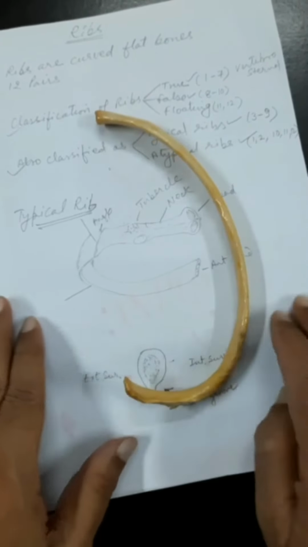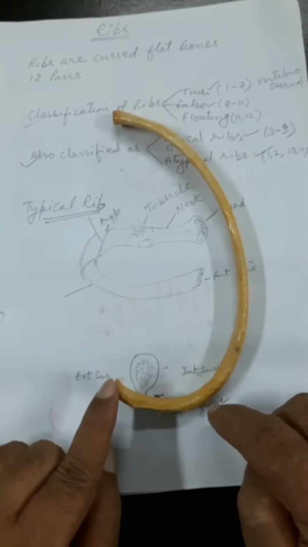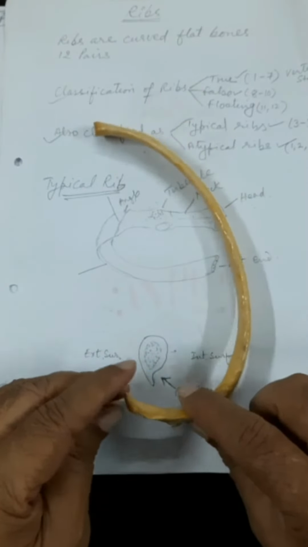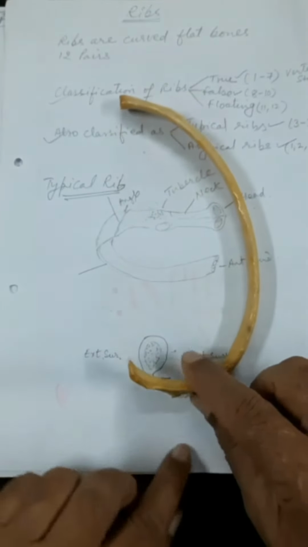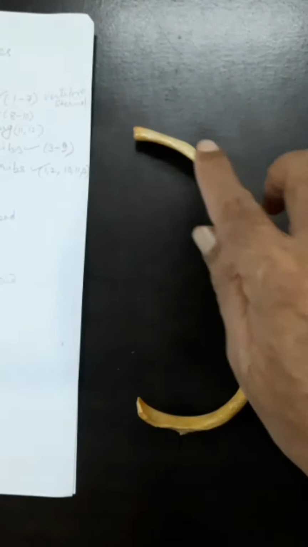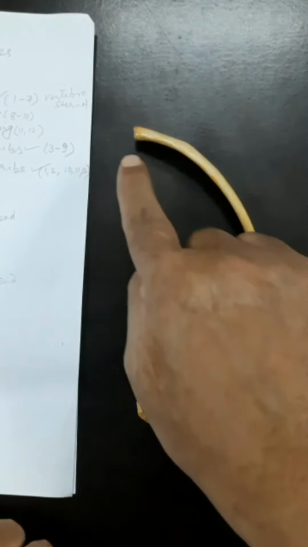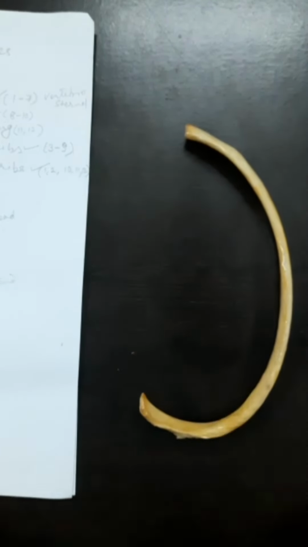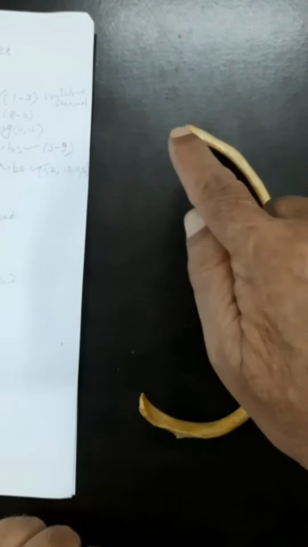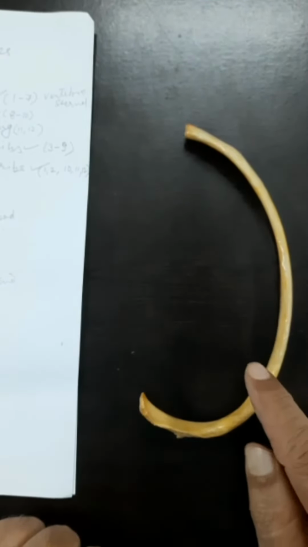Now let us see. Thus we can say that each rib has a posterior end, which is also called the vertebral end, because it articulates with the vertebrae, and the other end is called the anterior end or the sternal end, as it goes to the sternum to articulate through the costal cartilages. So posterior end, anterior end, and a shaft or body.